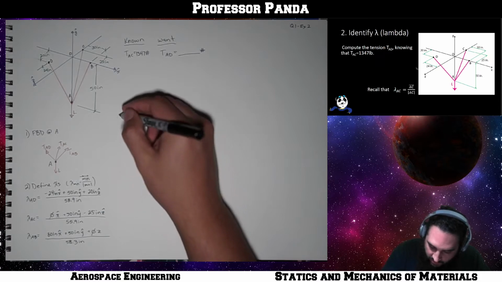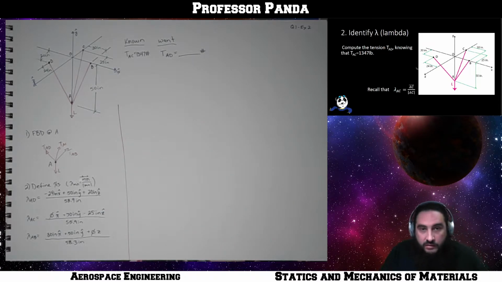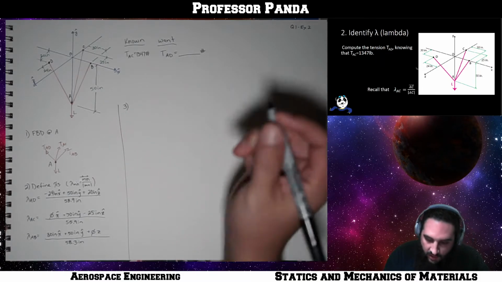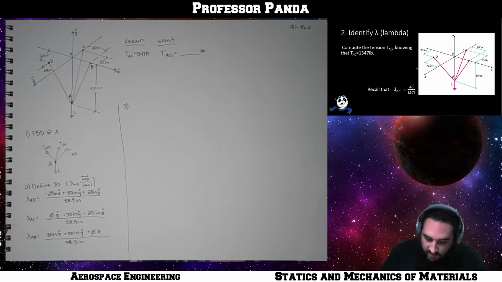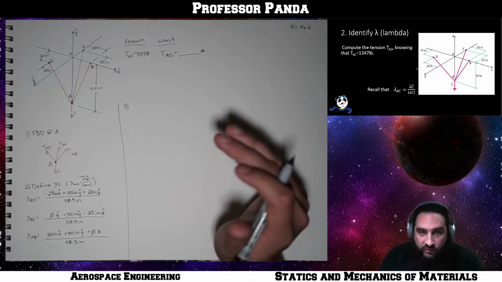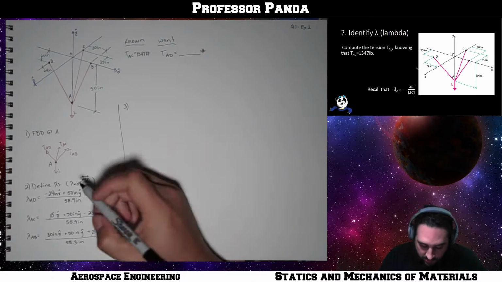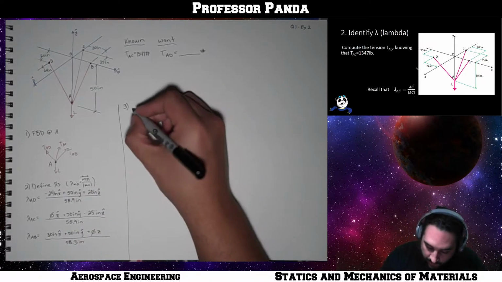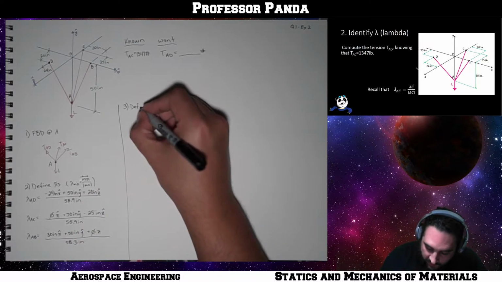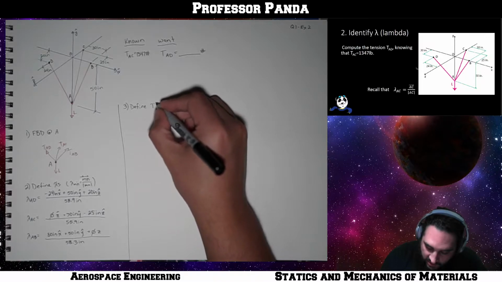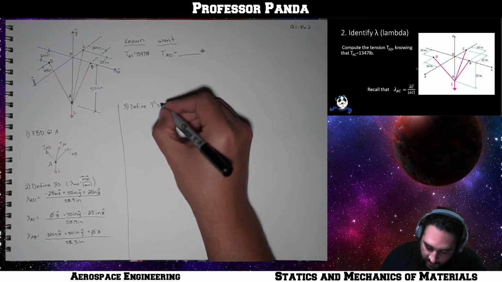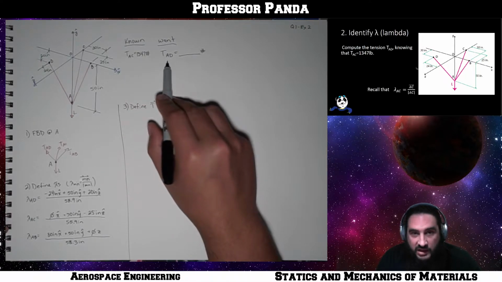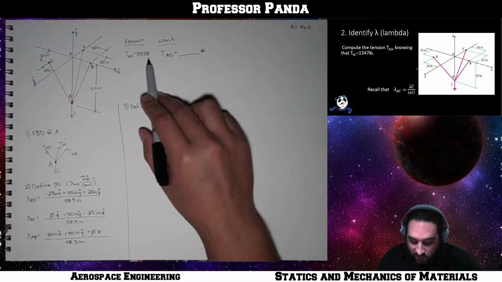Okay, now I'm going to draw a little divider on my paper so we can go on to step number 3. And now we want to define the vectors TAD, TAC, and TAB. We want to define tension vectors, right? Because these are only magnitudes. We just know the tension in each one of them.